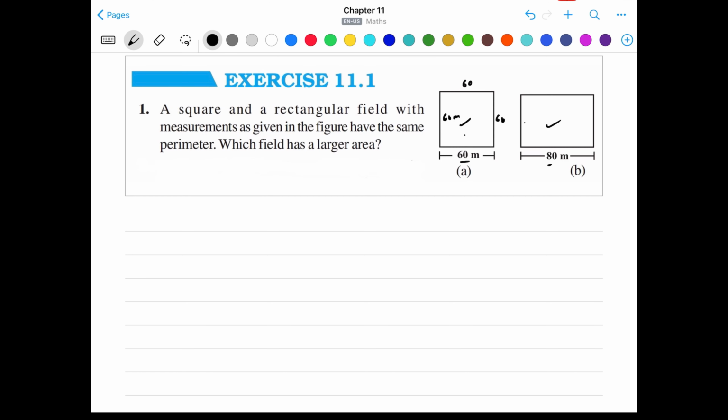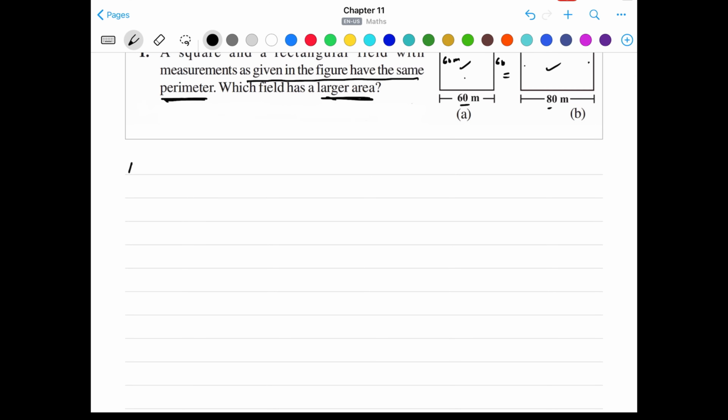So first we are going to find its breadth, given the condition that the figures have the same perimeter. That means the perimeter of these two figures are equal. So using that information we can find the breadth of the rectangular field. First we are going to find its breadth, and then calculate the area of both figures and see which field has the larger area. Okay, so let's start with answer number 1.